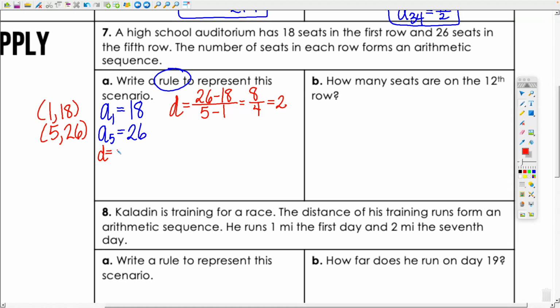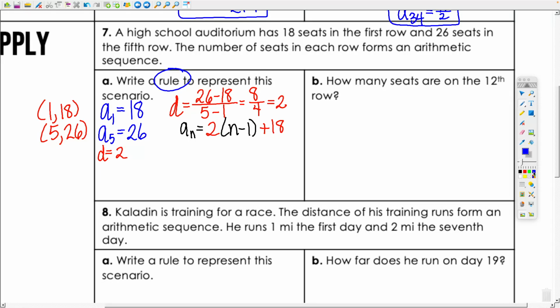Now that you have your common difference, we can proceed with the rule. The rule, once more, we just substitute what we know. So what do we know? The common difference is 2. Then we write n minus 1. And go back, look what it said. What was my A1? 18.